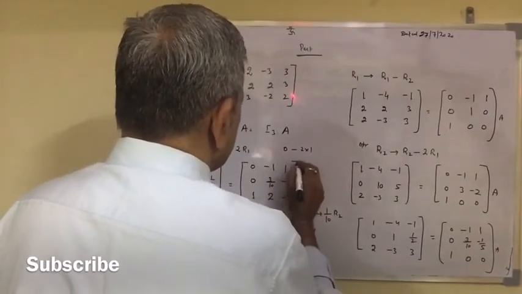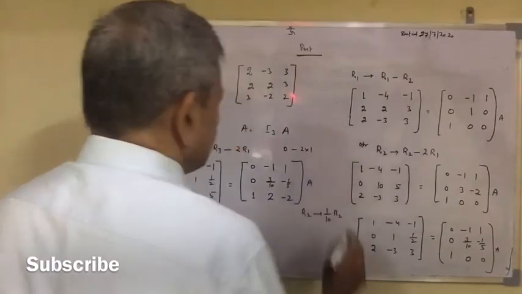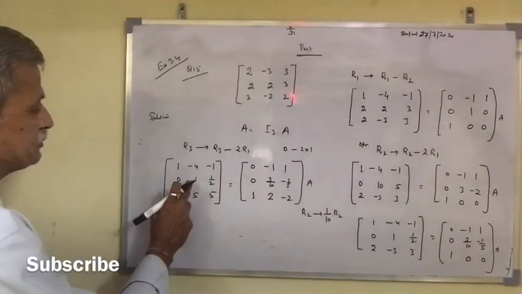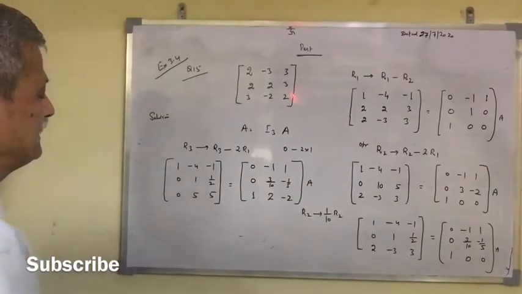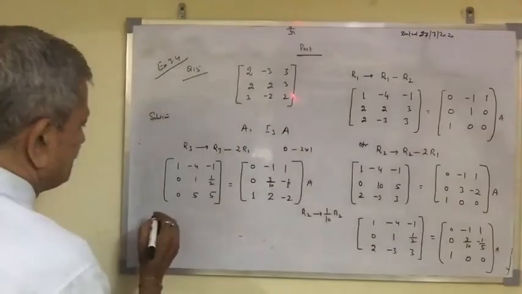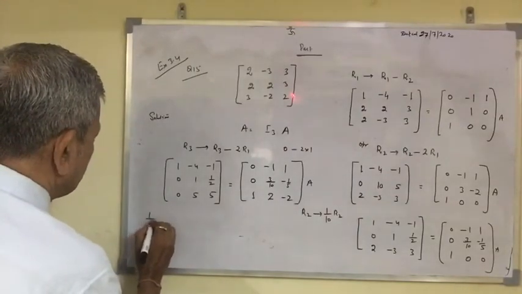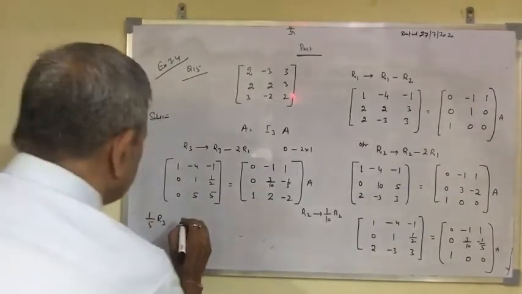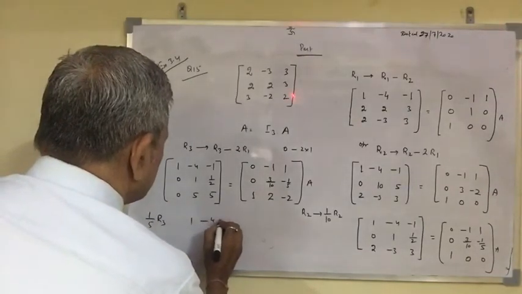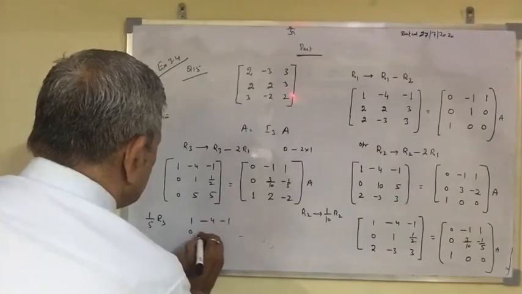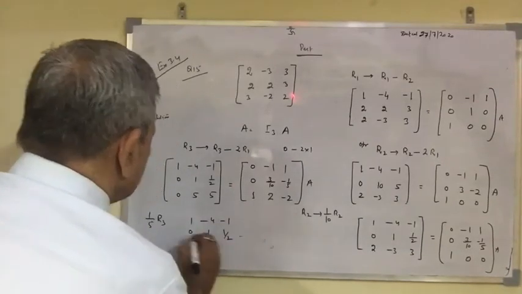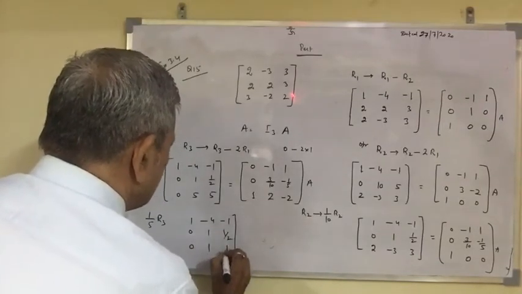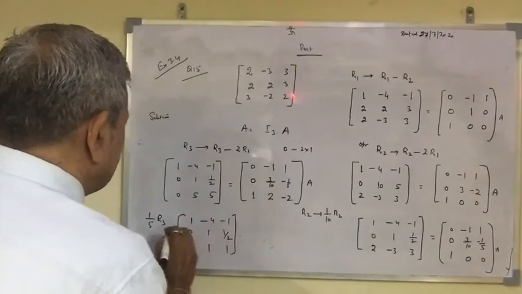So this is your right hand side A. And now come to the part, because up to this mark we have done, so I'll divide by 5, divide 1 by 5 of R3, this operation is a better one. So R3 1 by 5, so you would get 1, minus 4, minus 1, 0, 1, 1 by 2, and this gives you 0, this is your 1, this is your 1. So these operations we can get on this side.